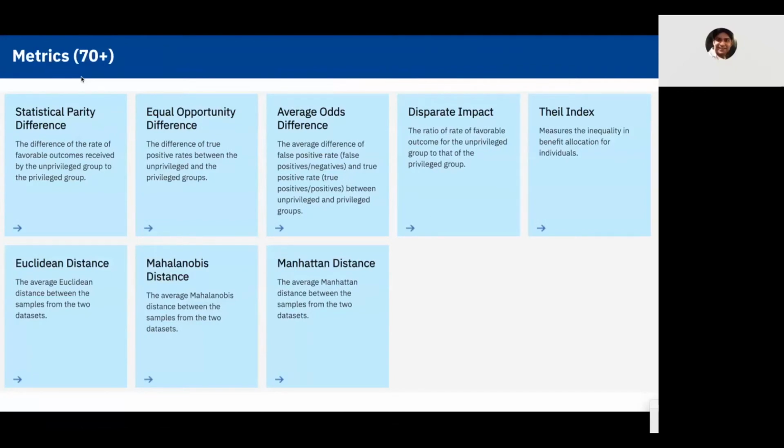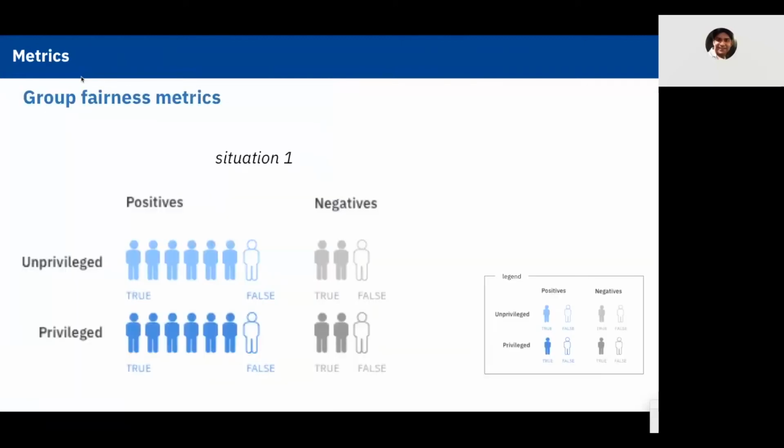There are around 70 plus metrics, and they are all available on the website I mentioned before, ai360.mybluemix.net. You can go and read about them and the mathematical definitions behind them. A lot of these metrics are essentially focused on whether it's fair for a group or fair for an individual, so they take into account different characteristics. It also works around different notions of what is a false positive and a false negative.